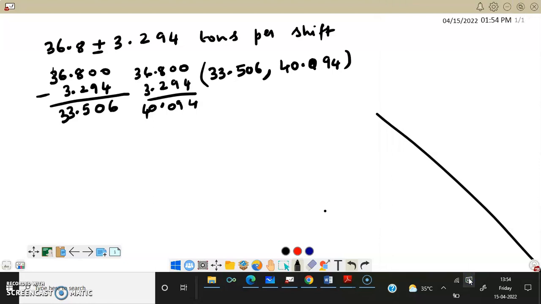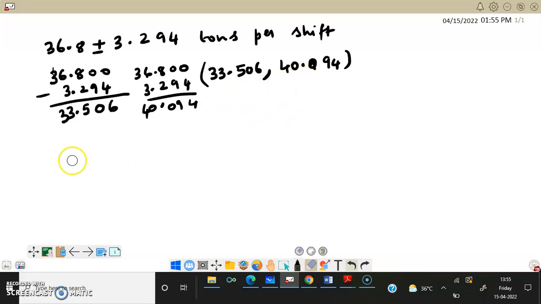Right? So this is what we were seeing in the previous class. There was some mistake. The range will be 33.506. I had written 40 first, but it is 40.094. So the population mean will lie between these. Sorry, population mean, not proportion. That was the previous question's answer.